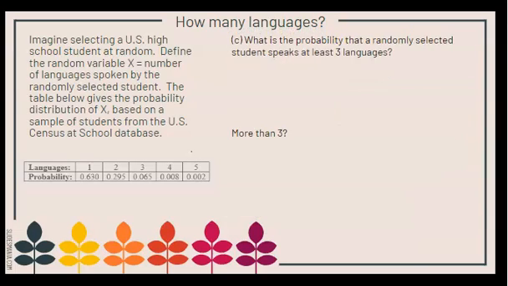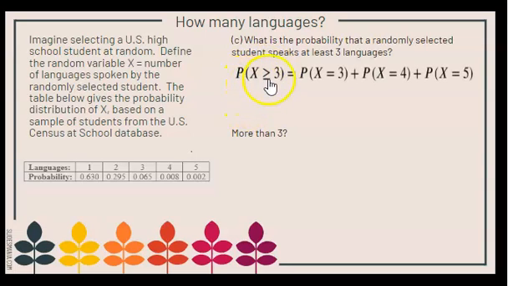Okay, so the same question, this is just part C. And it says, what's the probability that a randomly selected student speaks at least 3 languages? At least 3 means 3, 4, or 5, right? So I would write it this way, with greater than or equal to, because that's at least 3. And the way I would find it is I would add up the probabilities of 3, 4, and 5. So that's what I'm going to do. I take those probabilities straight from my table and add them up. I get 0.075.